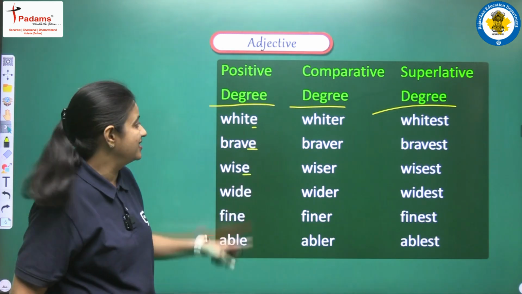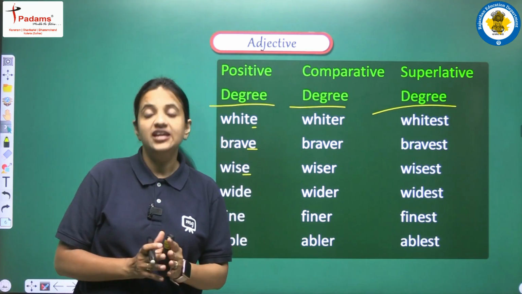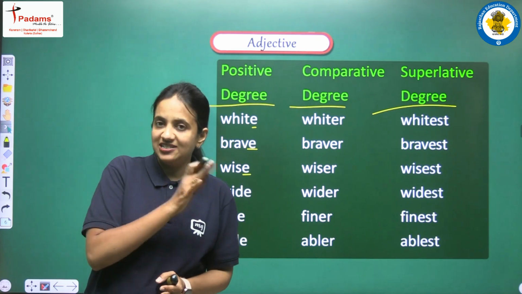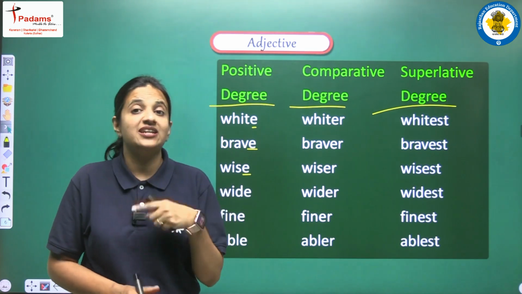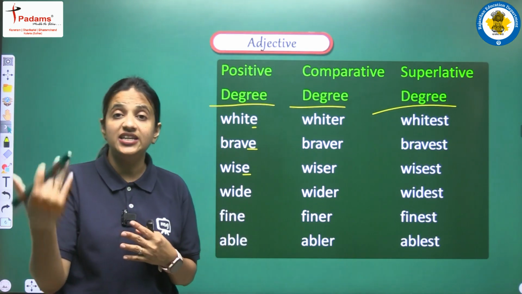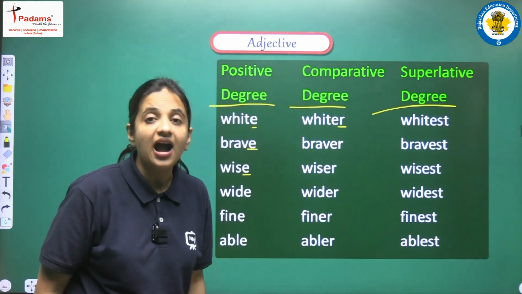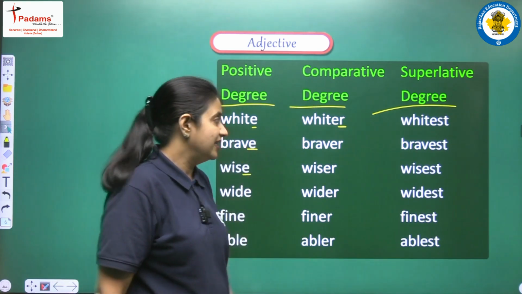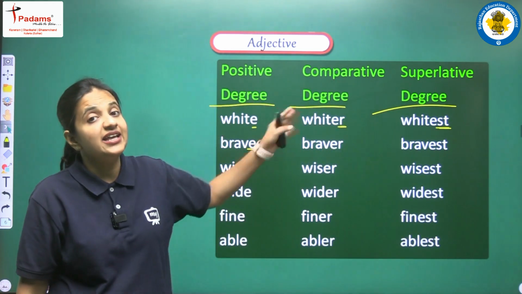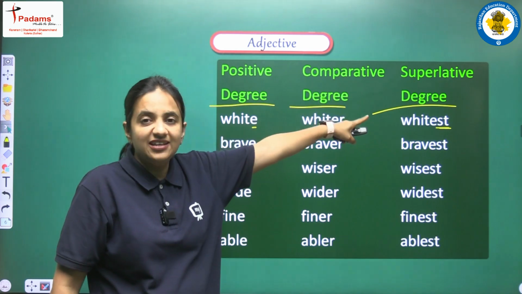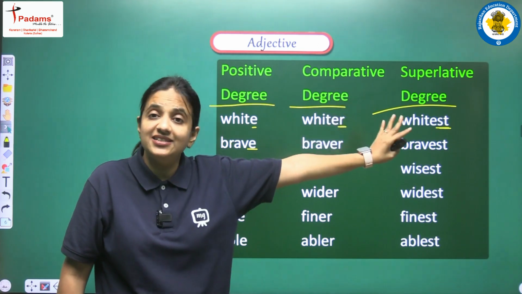Okay, so now let's discuss. The first word is white, right? The last letter we can see we are having e. So when we are having e as the last letter, as the last alphabet, then we don't add ER, we just add R, because we don't need one extra E, because E is already given. So now what we are doing, we are just adding R to get comparative degree. And yes, similarly we are not adding EST, but we are just adding ST at the end of the spelling to get the superlative degree. So it will be white, whiter and whitest, right?